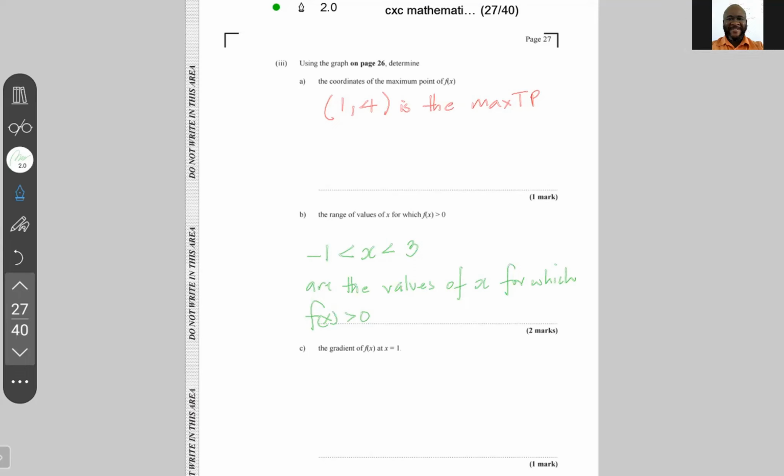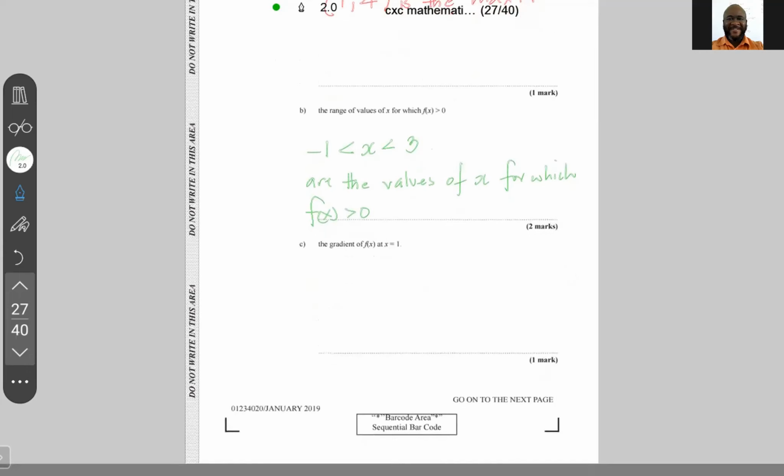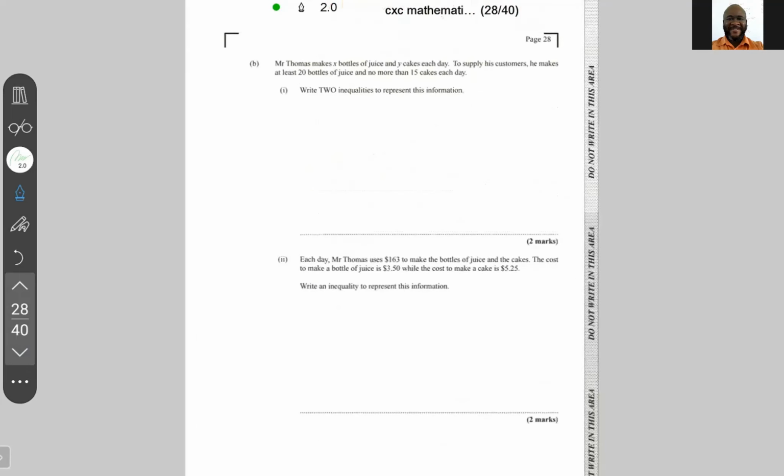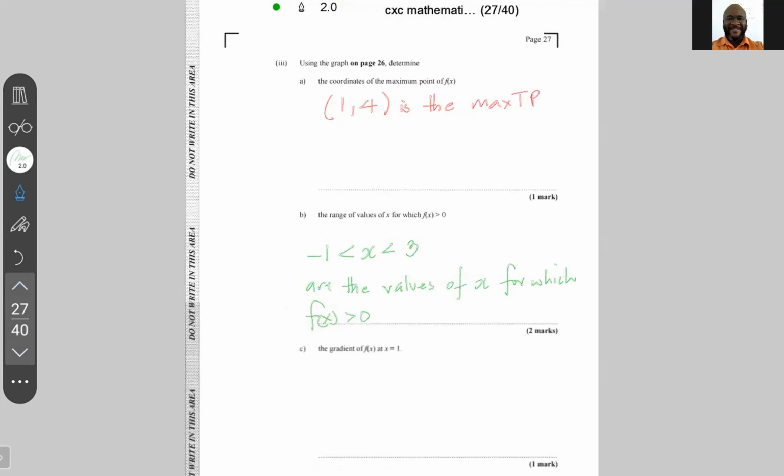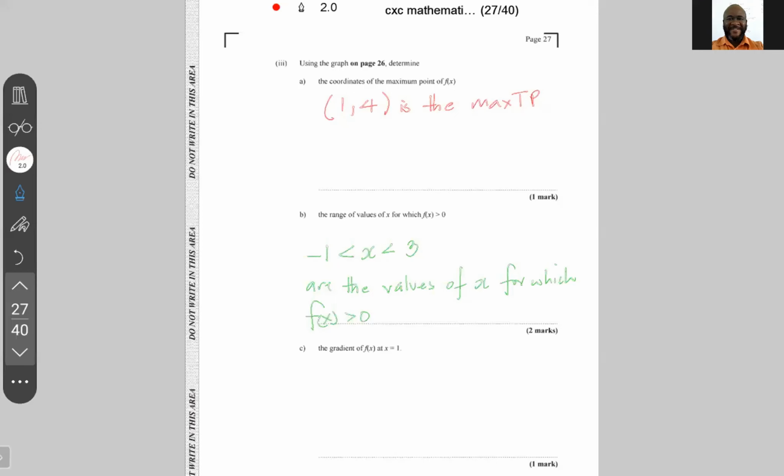Now, lastly, is it lastly? No, not lastly, just the A part of the question. So lastly, for this part of the question, we're now asked to determine the gradient of the function at x equals 1.